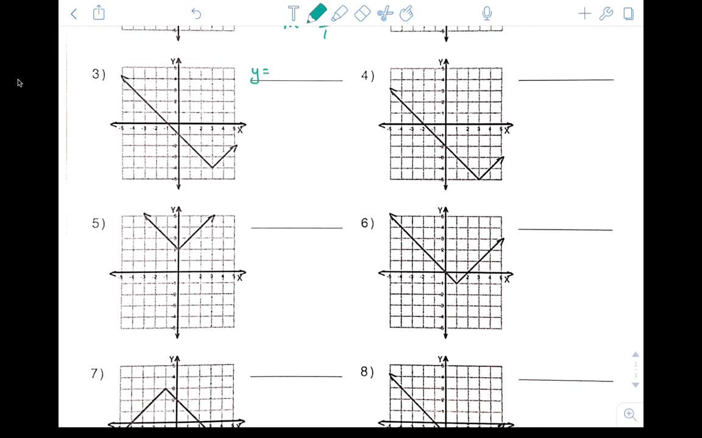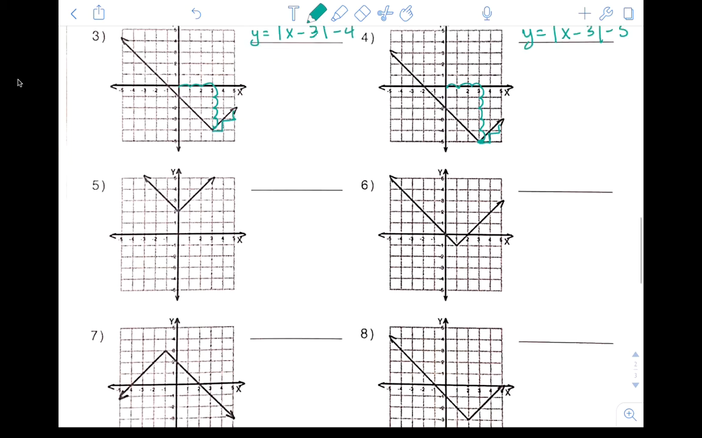No reflection this time. Just 1, 2, 3, and then 1, 2, 3, 4. So 3 to the right would be subtracting 3, down 4 would be subtracting 4. No reflection, and notice these slopes are all 1 over 1. I should have made this different. 1, 2, 3, 1, 2, 3, 4, 5. Reflected, there isn't one, so it's up like a cup. Right 3 would be minus 3, down 5. And again, that slope is 1 over 1.